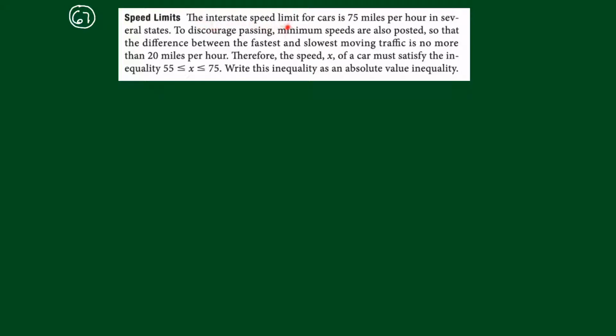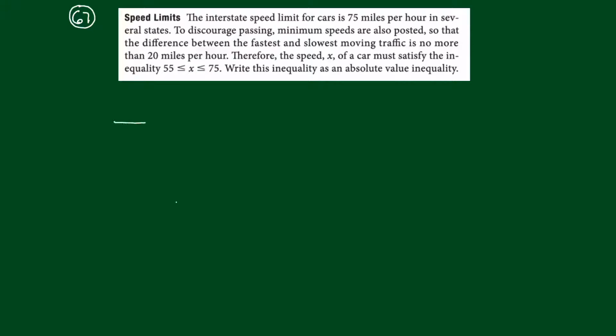The interstate speed limit for cars is 75 miles per hour in several states. Now, to discourage passing, minimum speeds are also posted, so that the difference between the fastest and the slowest moving traffic is no more than 20 miles per hour. Therefore, the speed, x, so x will be the speed of the car, that speed must satisfy this inequality.